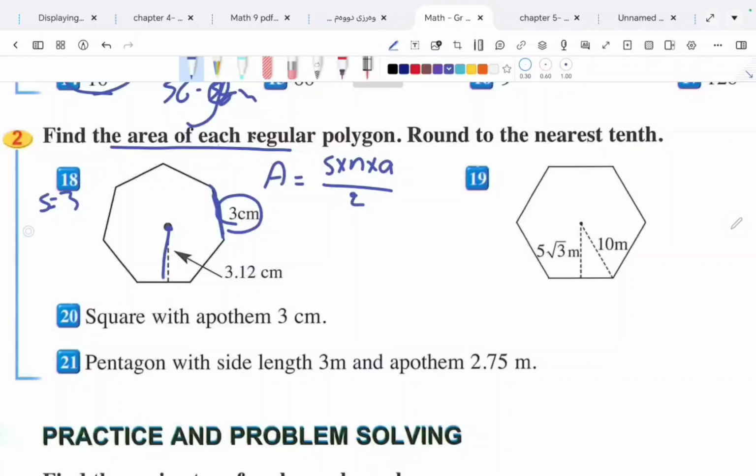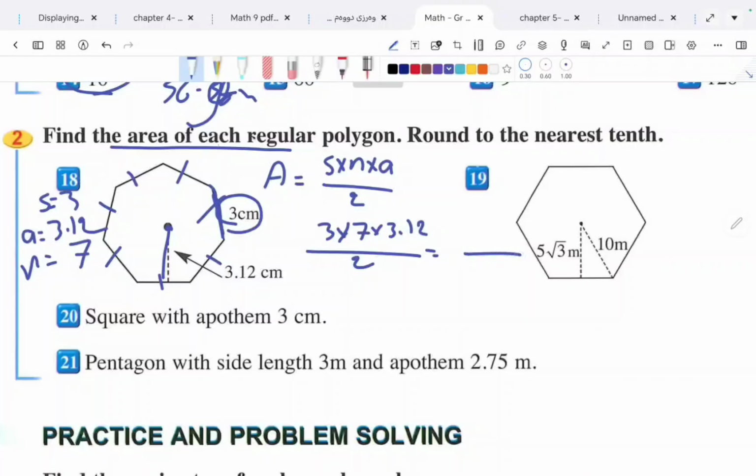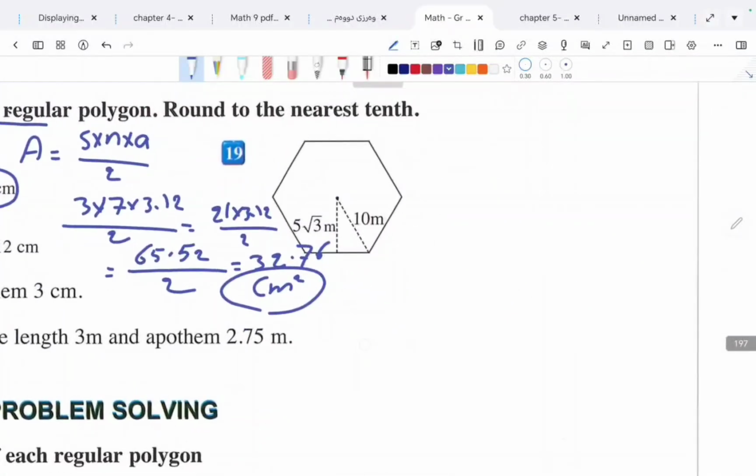Apothem, from the center to the side, small a, it is what? 3.12. N equals what? Number of sides: 1, 2, 3, 4, 5, 6, 7. So it is 7. Multiply them. 3 times 7 times 3.12 out of 2. Okay. 3 times 7 is 21 times 3.12, which is 65.52 when you multiply them, divided by 2 equals 32.76 centimeters square. That's its area. So you have to put the power on this one.